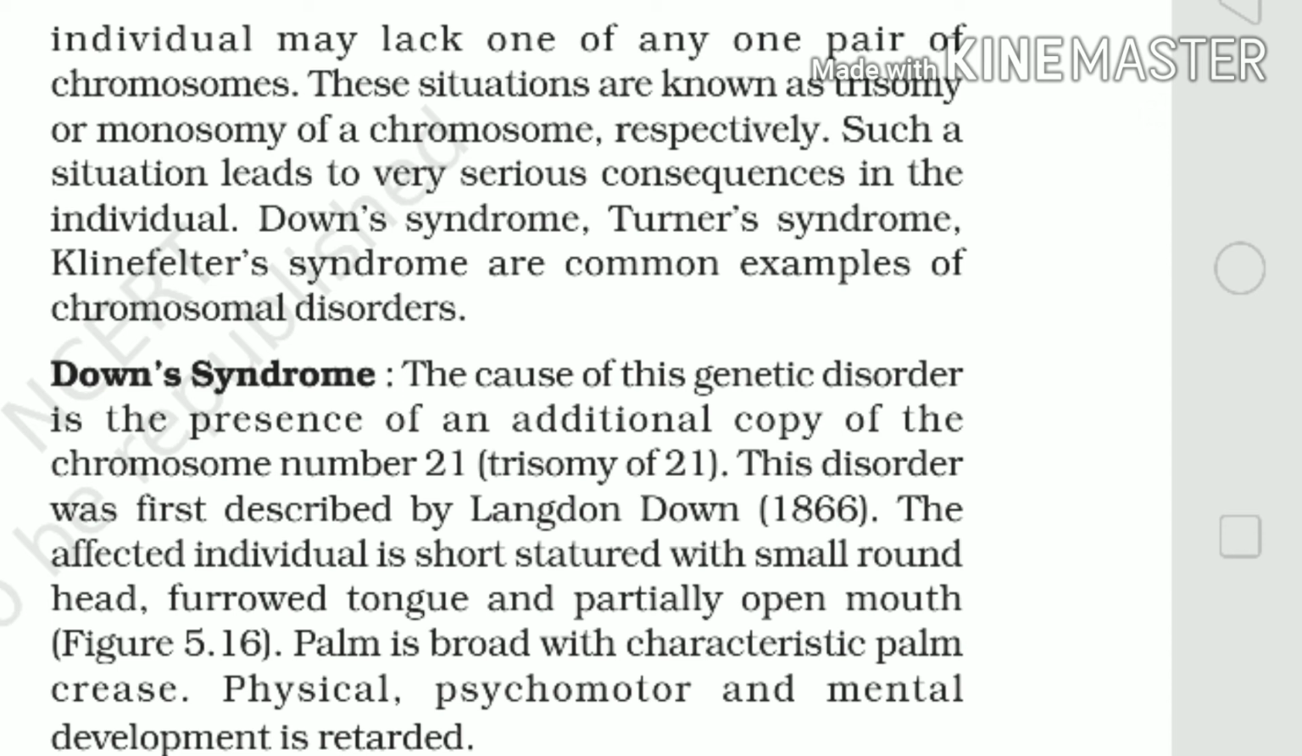Now let us see the two terms trisomy and monosomy. That means in the case that we have discussed, chromosome number 21 is found in 3 numbers. So that condition is known as trisomy. In the case of Turner syndrome, there is a reduction in sex chromosome. Instead of 2, it has become 1. That is known as monosomy. So these situations are known as trisomy or monosomy of a chromosome respectively.